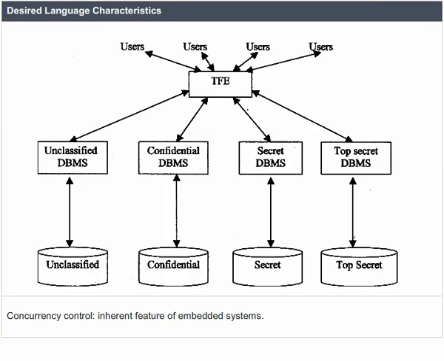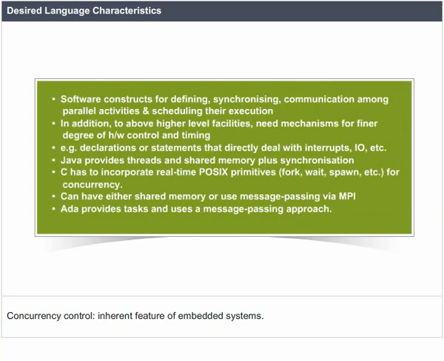Concurrency control, an inherent feature of embedded systems. Software constructs for defining and synchronizing communication among parallel activities and scheduling their execution. In addition to the above higher-level facilities, mechanisms are needed for a finer degree of hardware control and timing. For example, declarations or statements that directly deal with interrupts, input, output, etc.